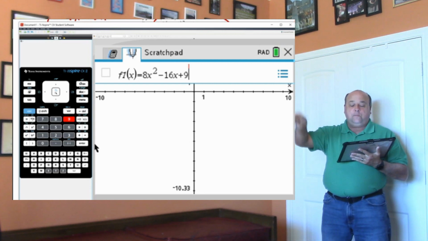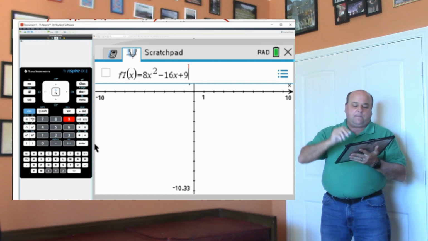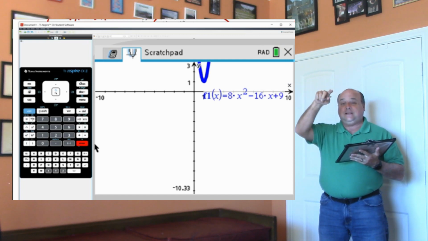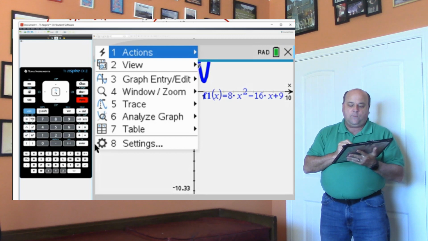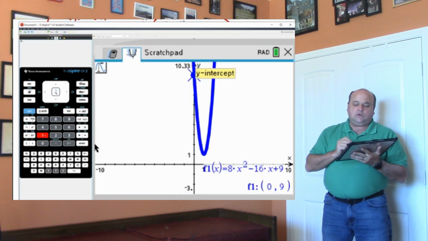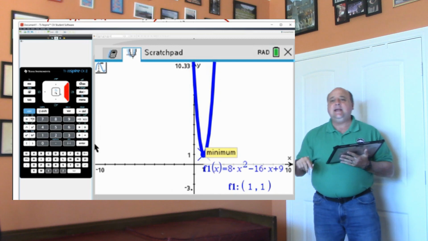The graph's going to open up and cross the y-axis at 9. Then I need to trace to the bottom of the graph. We'll have a minimum, won't we? Okay, so notice we can't see it. It's way up, but we're going to trace to the bottom. So we're going to hit menu, then trace is 5, and then 1 is graph trace. Then hit the right arrow button until it says minimum.